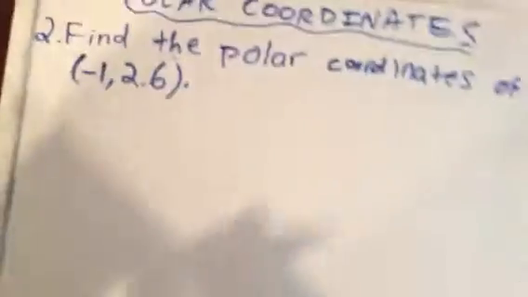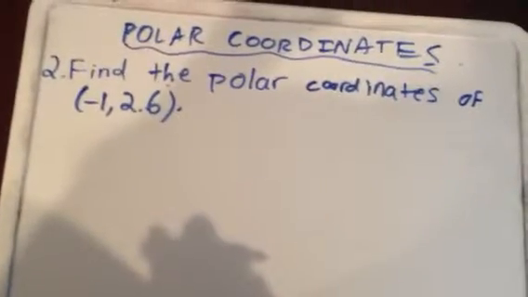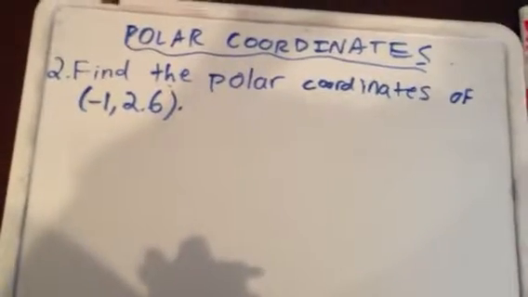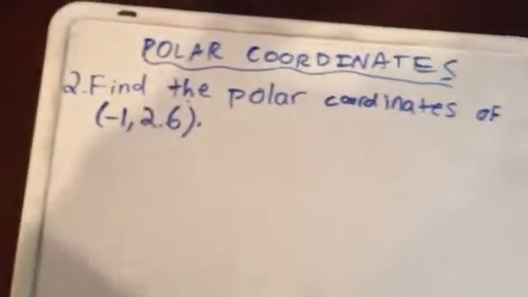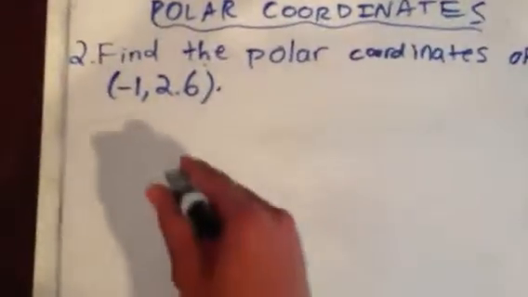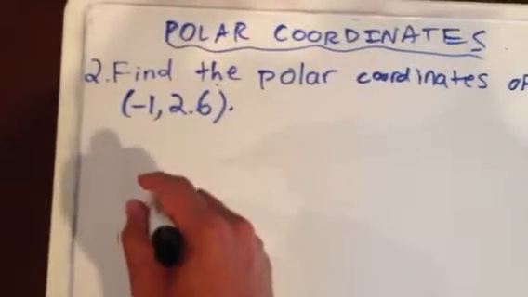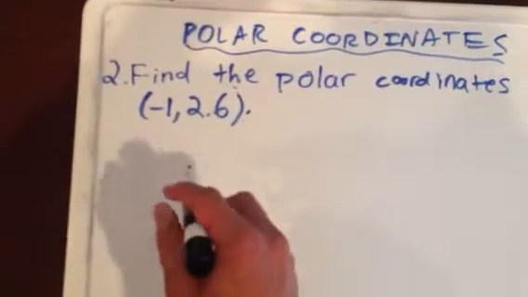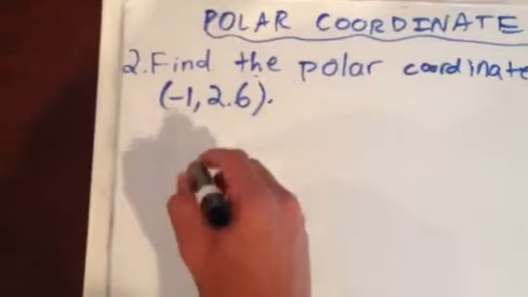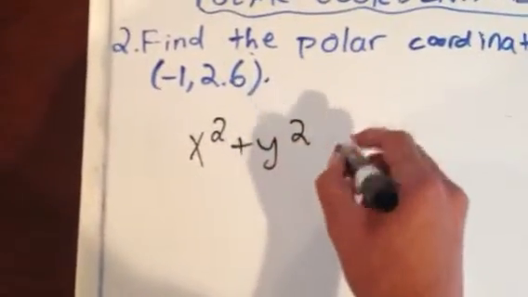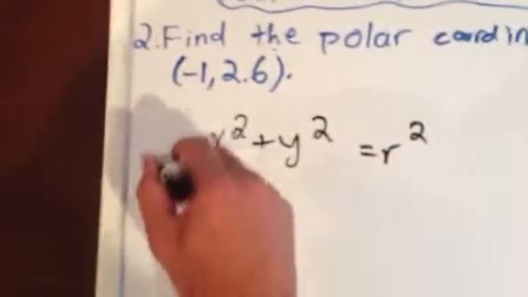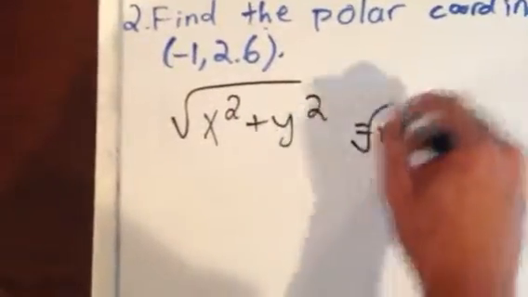So now we're going to go the other way. With this second problem, we're going to find the polar coordinates of this rectangular coordinate. So now we're going the other way, but this time we're going to be using different equations to get there. In order to get r, it's like the Pythagorean theorem. x squared plus y squared is equal to r squared. So take the square root of both sides.